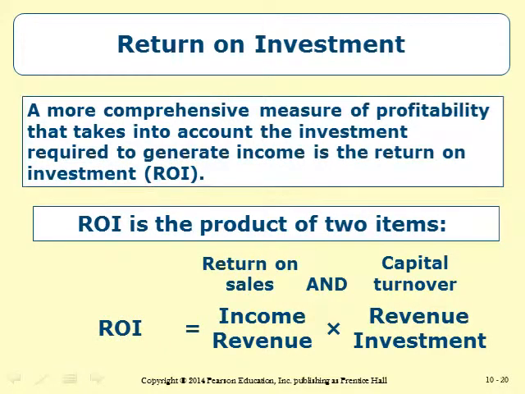A more comprehensive measure of profitability is the rate of return on investment, or ROI, which is income divided by the investment required to obtain that income. We can write ROI as the product of two items: return on sales, which is income divided by revenue, and capital turnover, which is revenue divided by invested capital. And ROI is another one of these financial ratios that we'll talk about this semester that are often used and compared across organizations, or compared as a trend across the same organization, that allows us insight into the performance of the company.